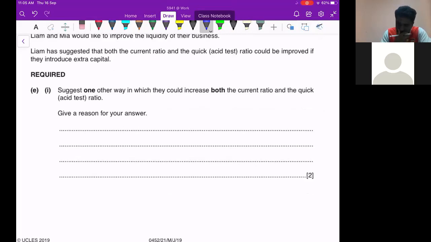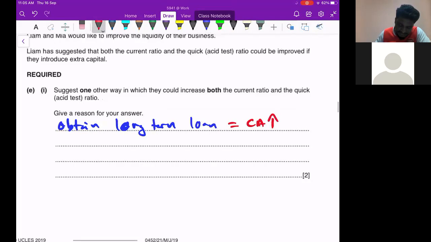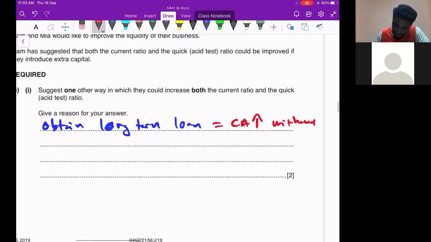One, they can obtain a long-term loan. Whenever you obtain a long-term loan, your current asset will be increased without an increase in current liability. Yes, your non-current liability will be increased. The increase or decrease in a non-current liability doesn't have any effect on the current ratio or quick ratio. So this is a good idea.